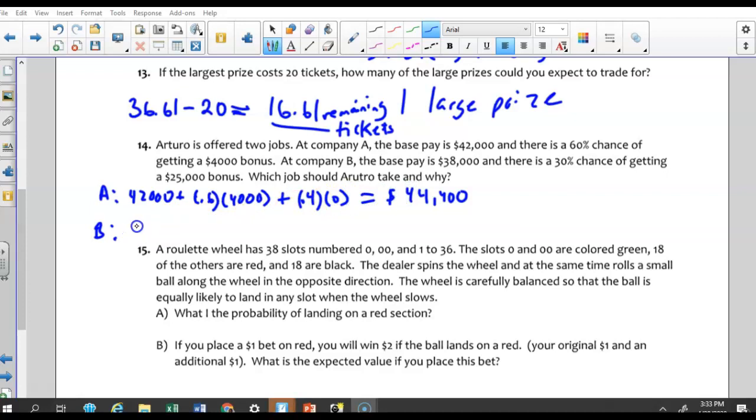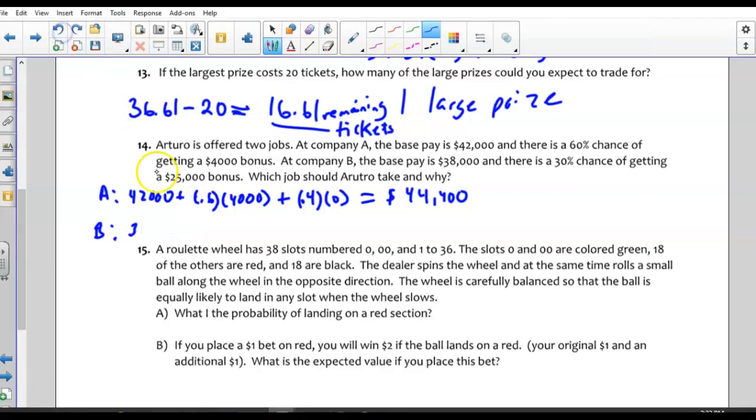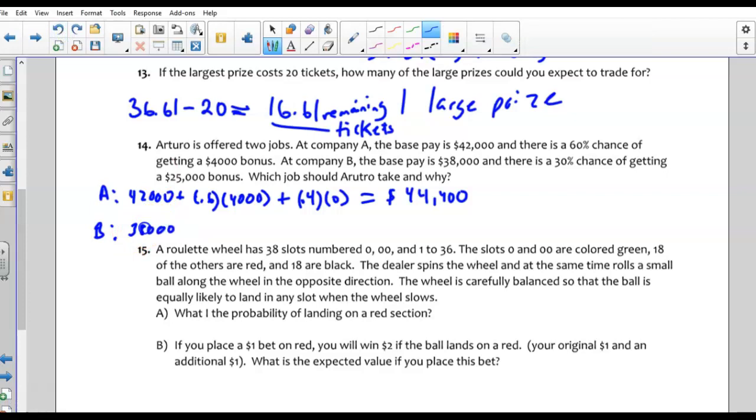Job B, base salary $38K. I meant to put K. Plus the 30% chance that he'll get a $25,000 bonus, plus the 70% chance, man, that's high, 70% chance that he gets no bonus. Remember 30 and 70 would be 100%. What's that going to be right there?